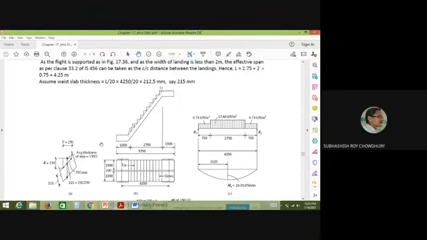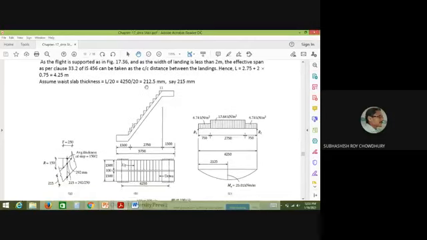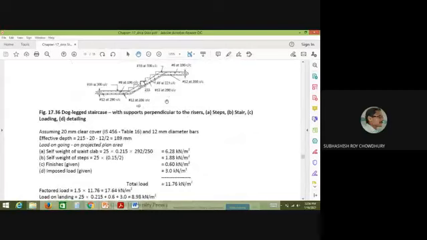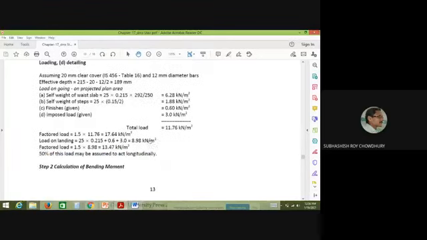So the idea is, the effective span, the waist slab thickness that has been assumed as 4250 divided by 20. So you are getting, say, 215 millimeter, its overall depth. Then the calculation of the load will be similar to the previous one in case of the inclined slab. This inclined slab will have, say, 11.76.